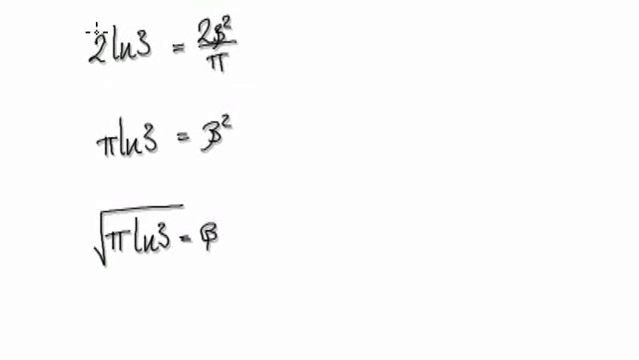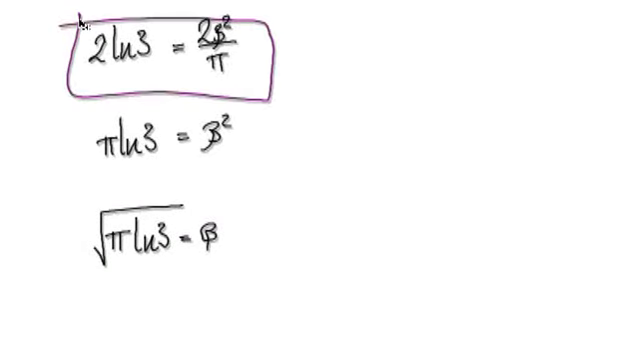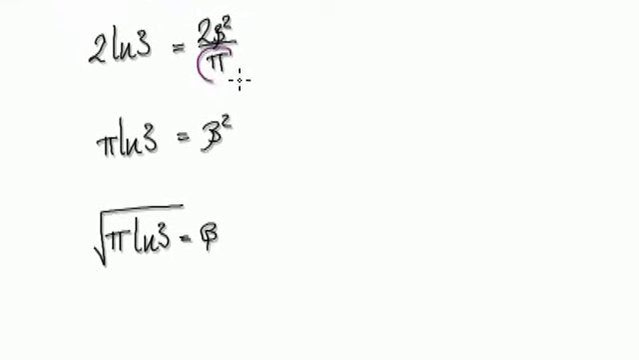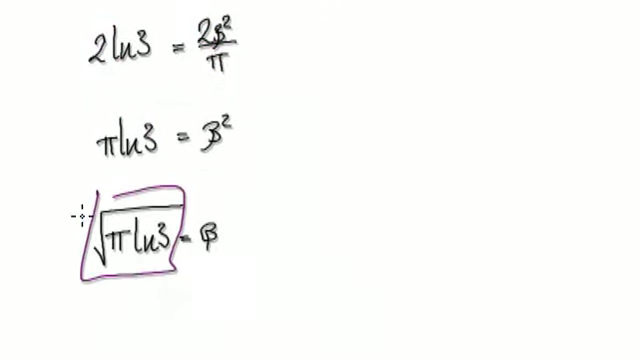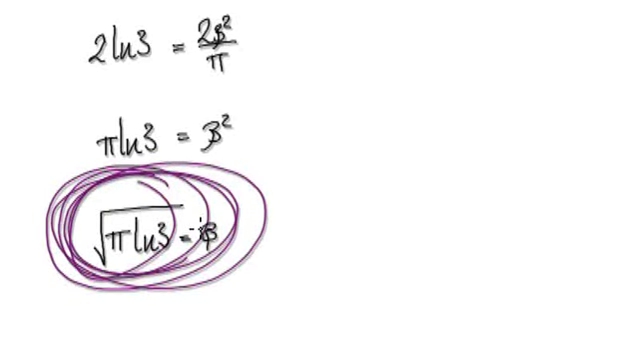So that will then take us to here. And then now times both sides by pi. That will then give you this, and then divide both sides by 2. That will then give you this thing here. Now square root it. So beta must be this. So this is your final answer.